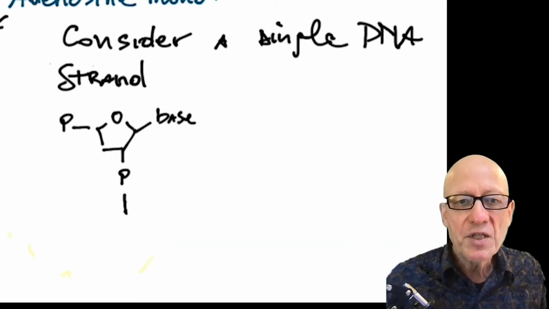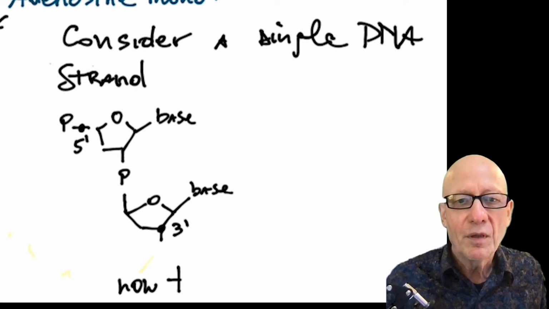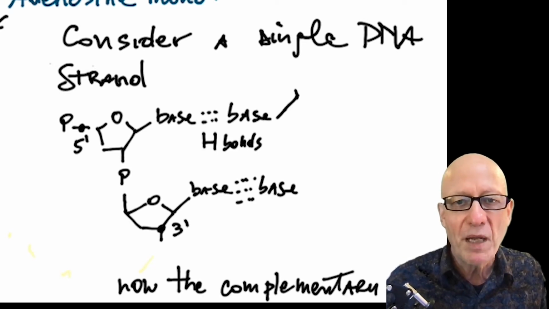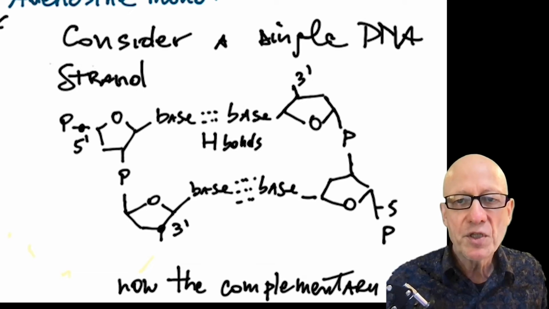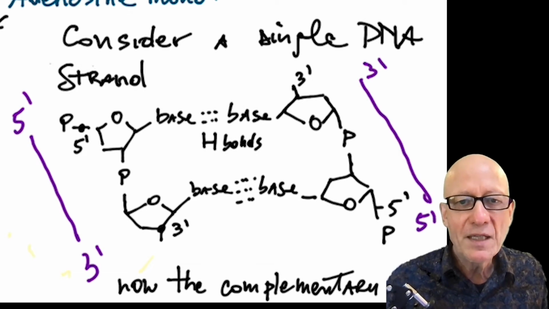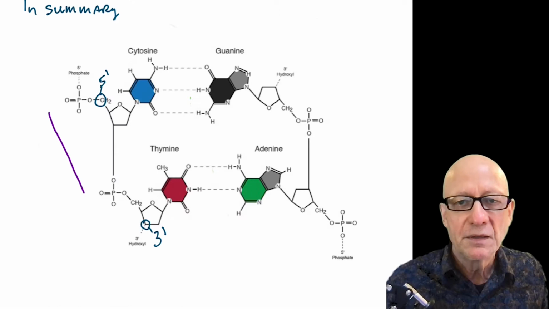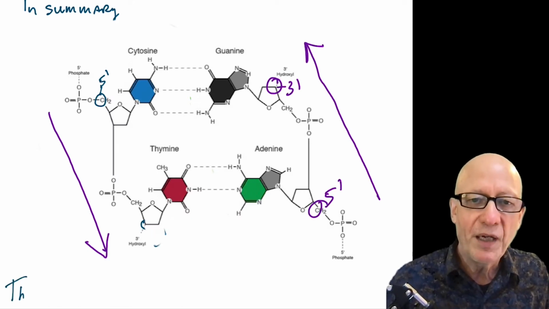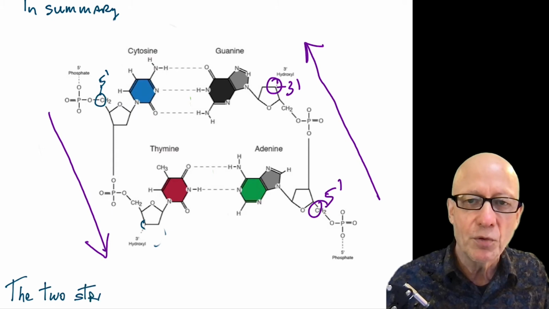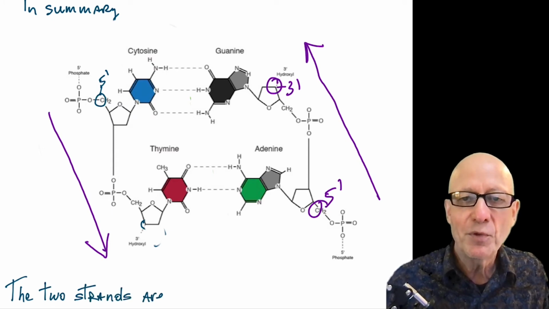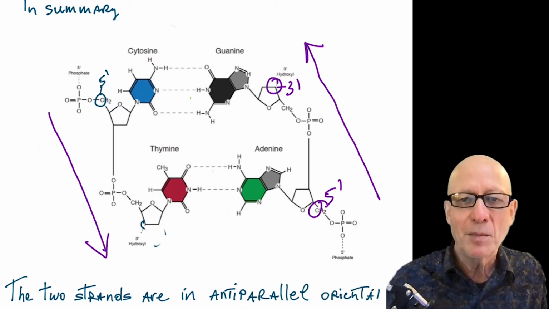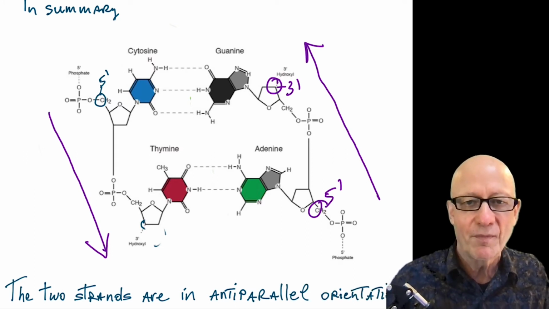A single DNA strand can pair with a complementary strand through hydrogen bonds that are formed between bases. Complementary strands pair oriented in the opposite way. In summary, double-stranded DNA is formed by two paired single-stranded DNA molecules. Their 5' to 3' orientation is opposite. The two strands are said to be in an anti-parallel orientation.